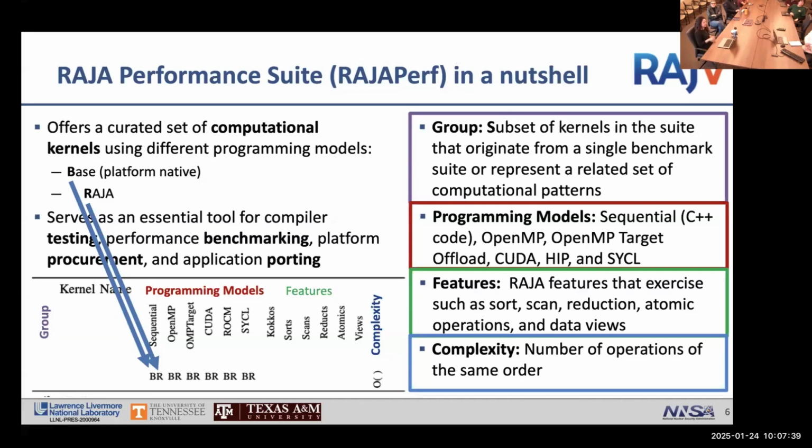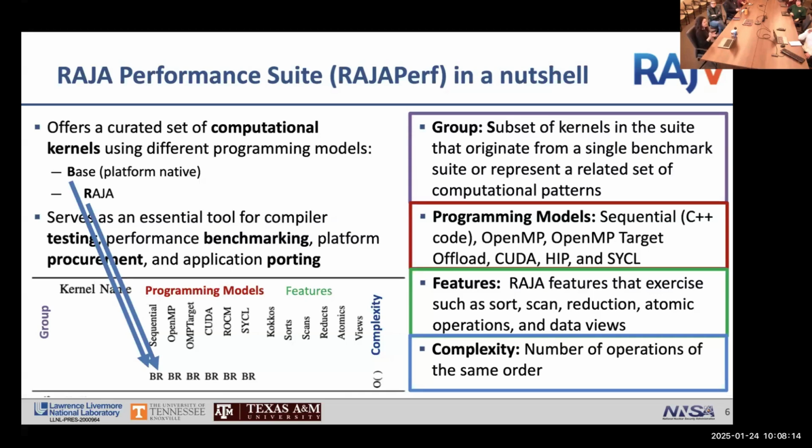They're implemented in many different programming models: sequential, OpenMP, OpenMP target offload, CUDA, HIP, and SYCL. Not every single kernel is implemented in every single programming model, but we have this nice table which will show you which is which. And then we also sort them by which features they have in them, which parallel features, such as atomics and sorts and scans. And then we also report the complexity of the kernel and how that will scale.